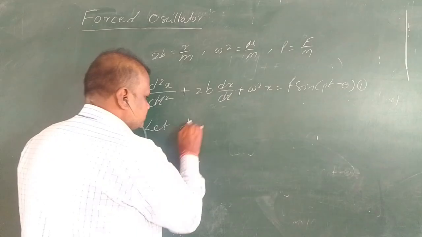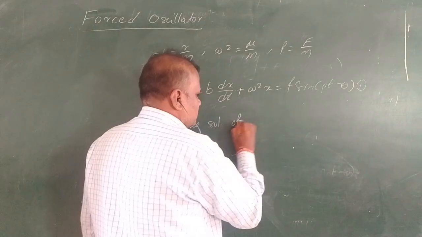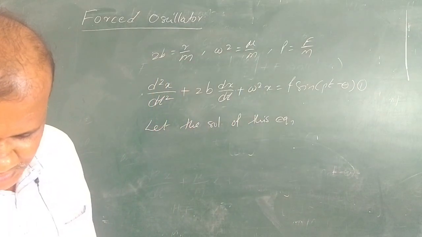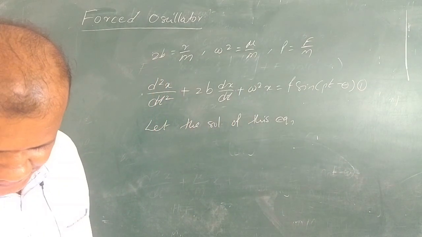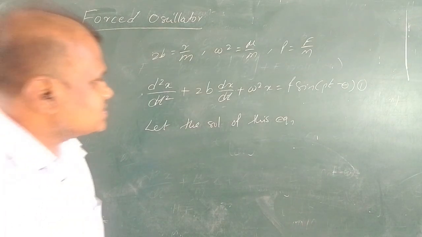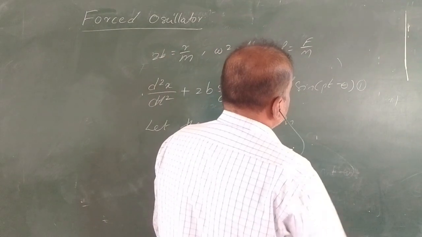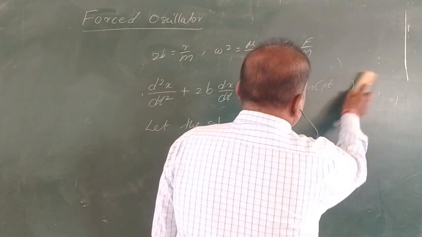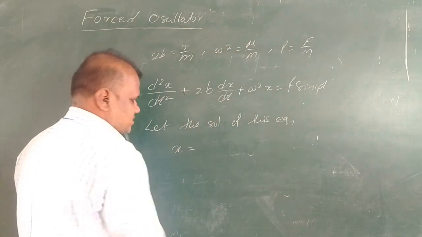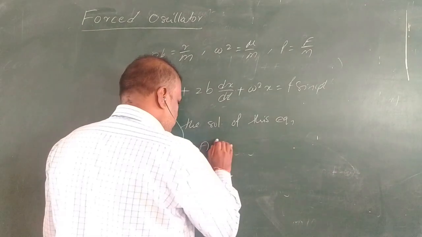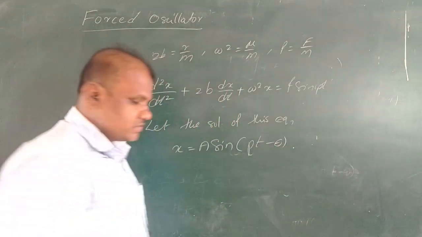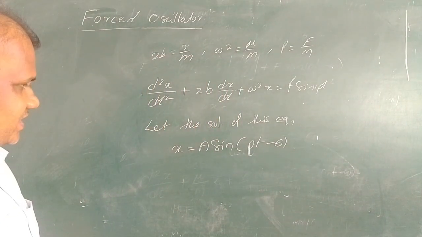Every differential equation is going to have a particular solution, so here also I am going to take a solution. For the initial phase, you can take theta. So the solution of this equation is x equals capital A sin(pt minus theta), where I take the phase as theta. So x equals A sin(pt minus theta).